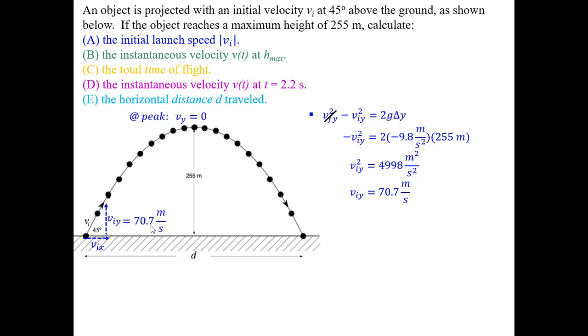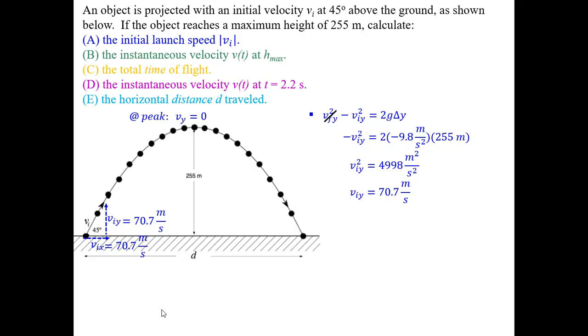Now, this is pretty straightforward. This essentially is just a right triangle. You have X, Y, and the hypotenuse. Well, you know the angle is 45 because it's given. You just found out one of the sides, VIY. So to find the hypotenuse here, the vector itself, it's just basic geometry.